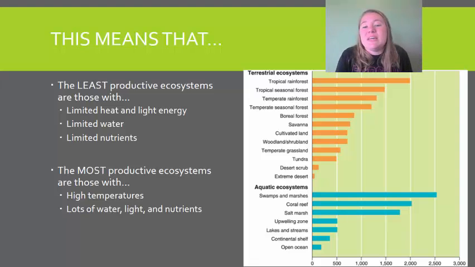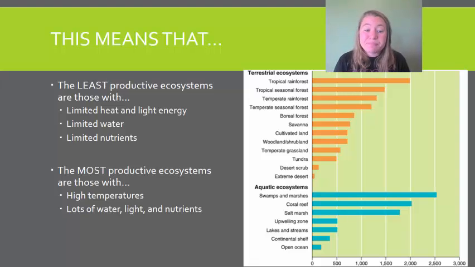So what does this mean for ecosystems? Well, the ecosystems are ranked here in this diagram with the most productivity at the top and the least at the bottom, separating out terrestrial from aquatic. And the least productive ecosystems are the ones with the most limitations, so that it's either way too hot, way too cold, not enough light, not very much water, not very much nutrients.